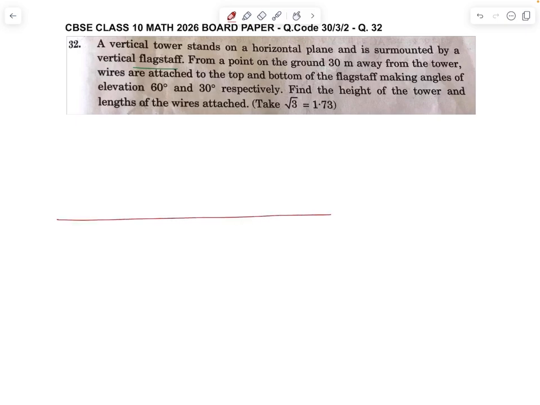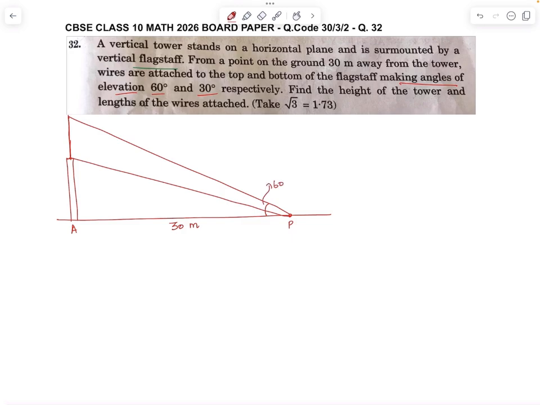Let this be the horizontal plane and let this be the tower on which this flagstaff is surmounted. From a point on the ground 30 meters away from the base of the tower, let this be the point P, wires are attached to the top and bottom of the flagstaff, making angles of elevation 60° and 30° respectively. That is, this angle is 60°, the smaller angle is 30°.